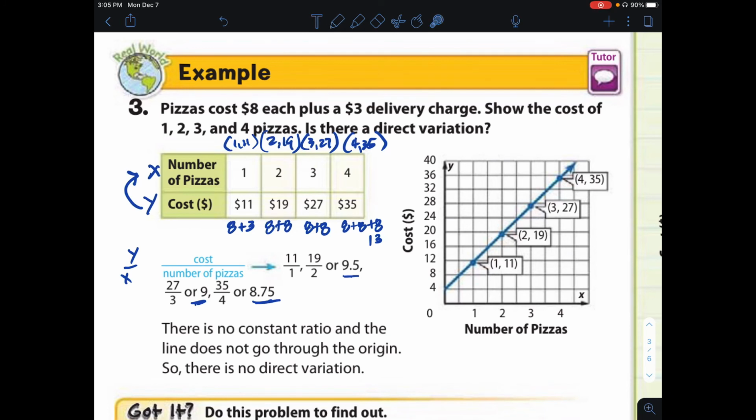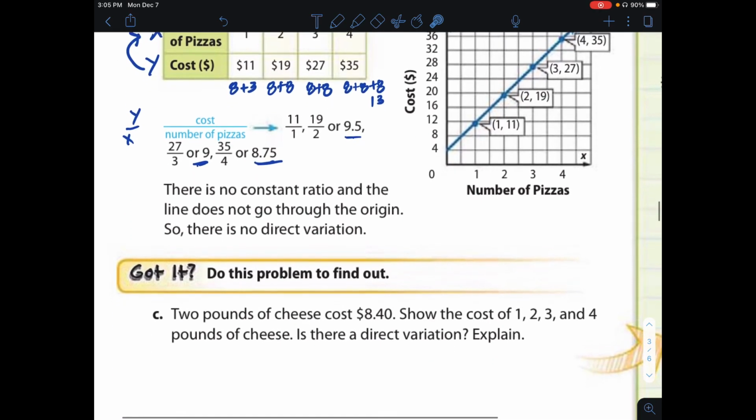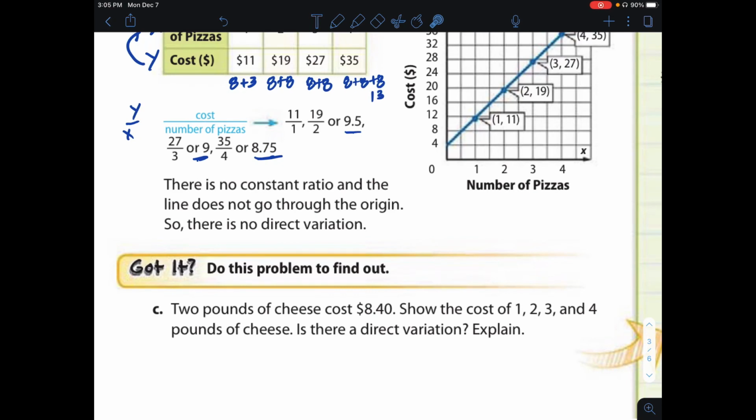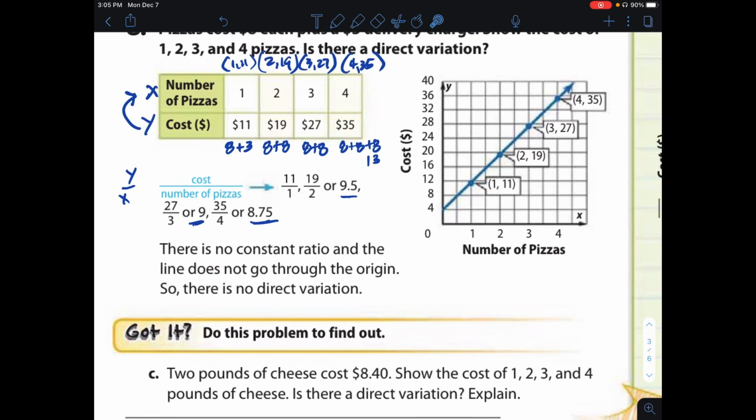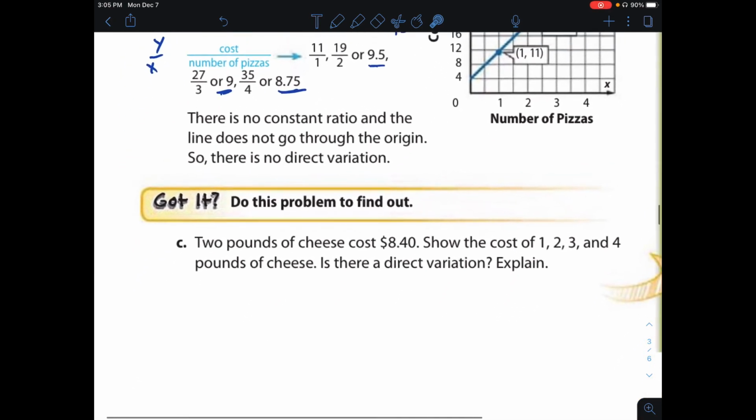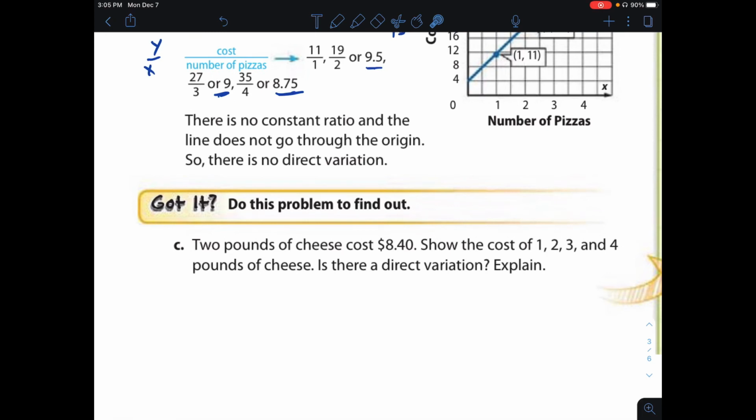Remember what direct variation is. It has to be a straight line that goes through the origin. They have to be proportional for it to be a direct variation. Do the guided problem and see if you understand this example.